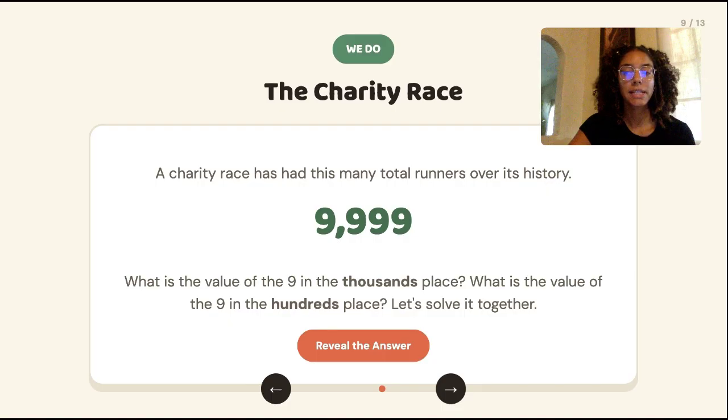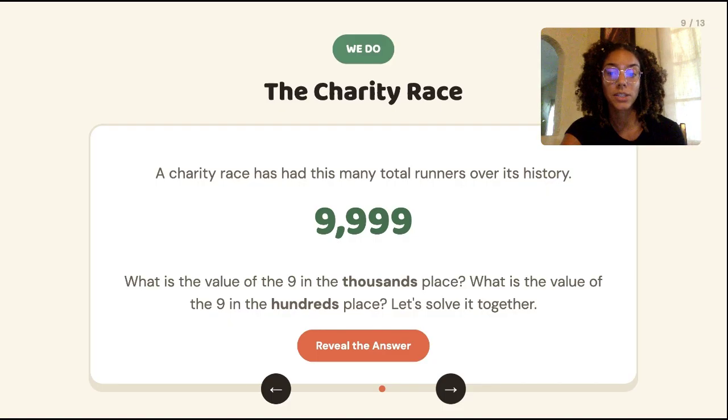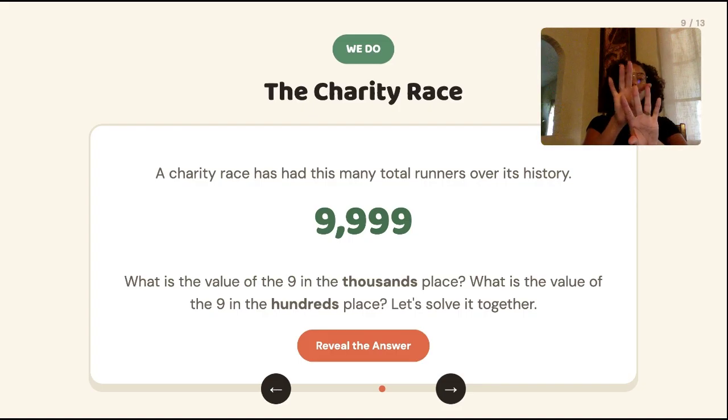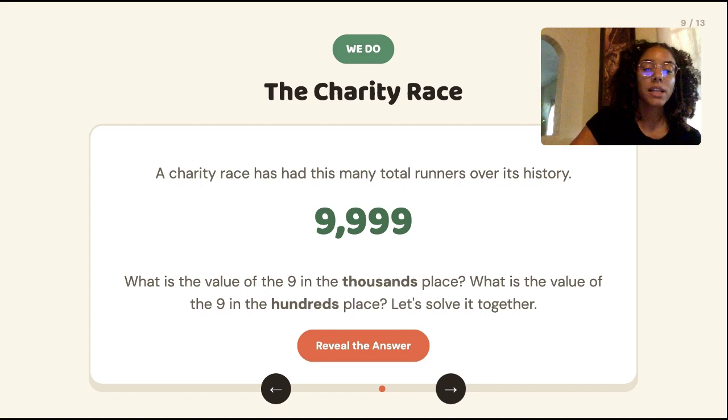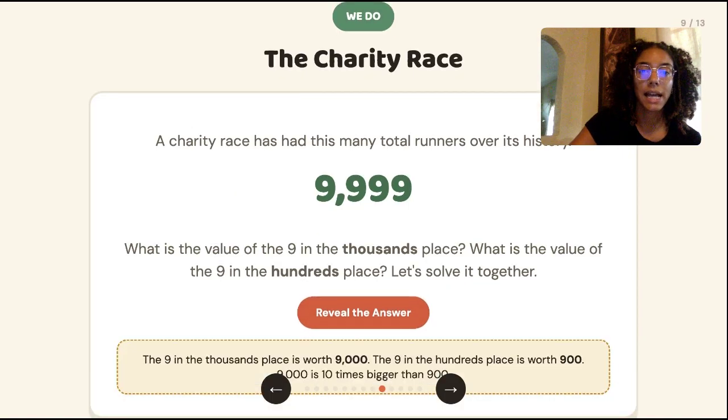A charity race had 9,999 runners over its history. What is the value of the 9 in the thousands place? If I have 9 thousands, I have 1,000, 2,000, 3,000, 4,000, 5,000, 6,000, 7,000, 8,000, 9,000. What about the value of the 9 in the hundreds place? If I have 9 hundreds, the value of the 9 in my hundreds place is 900.